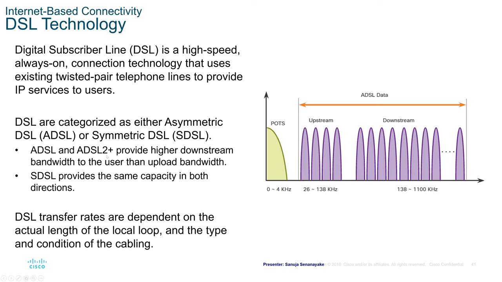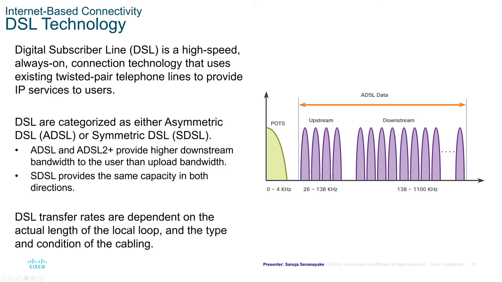ADSL and ADSL 2+ provide higher downstream bandwidth to the user than upload bandwidth. SDSL provides the same capacity in both directions. So it's the same capacity in both directions here, as opposed to ADSL, where you have higher downstream bandwidth over the upload bandwidth, right? Those are the differences between ADSL and SDSL.